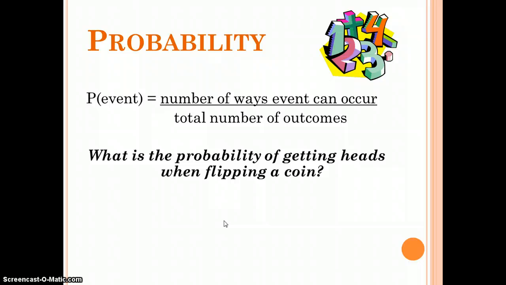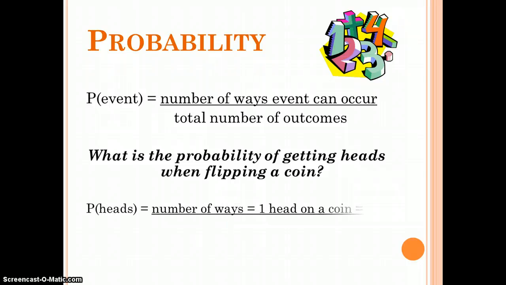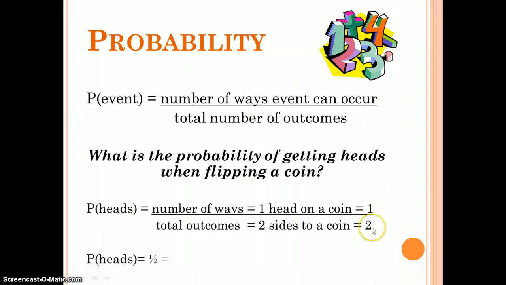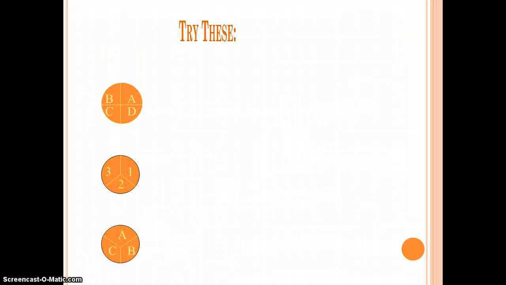So what is the probability of getting heads when flipping a coin? Notice in parentheses they put heads because that's what you're finding the probability of. Well, how many heads are on a coin? Just 1. So we have a 1 up here, over how many sides to a coin? There are 2. So the probability is 1 out of 2, which is 0.5 or 50%. So there's a 50% chance of getting heads.